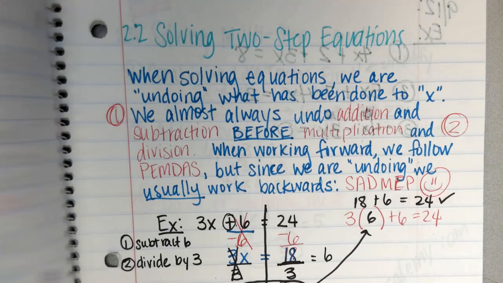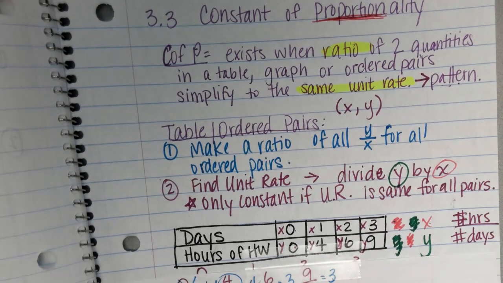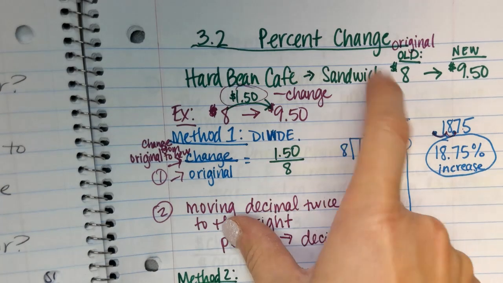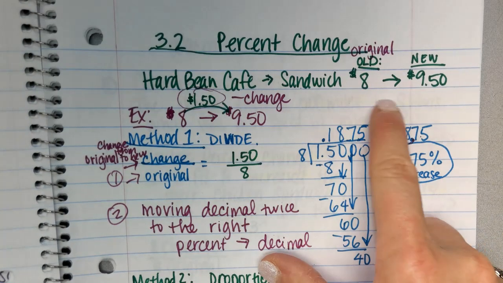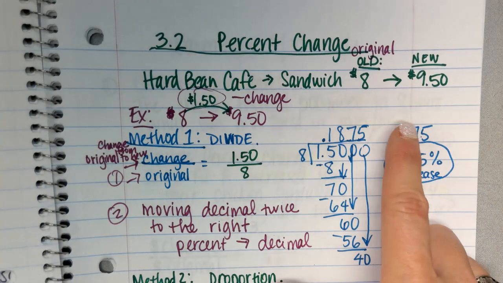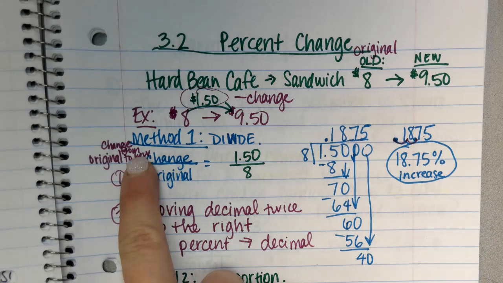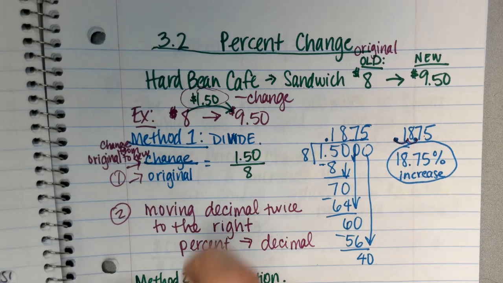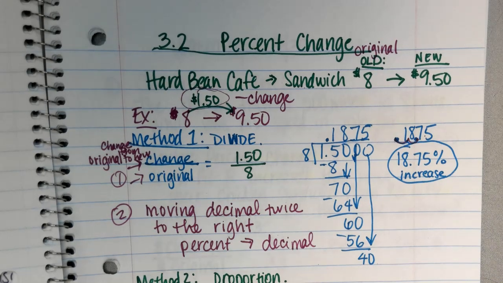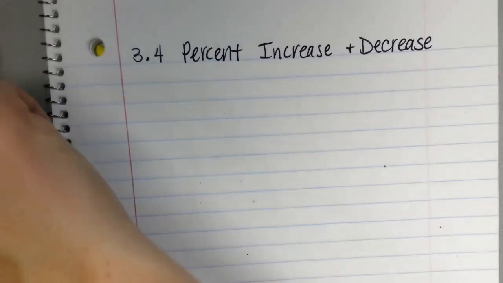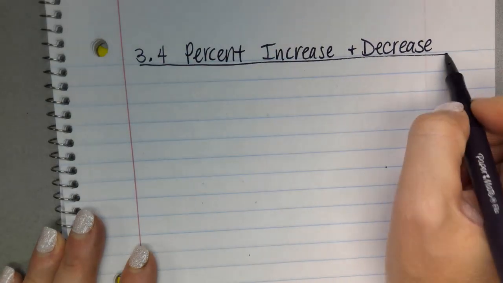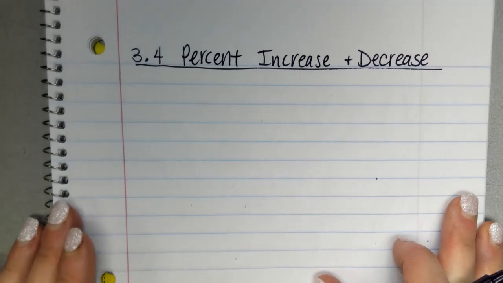Okay. So last week we talked about percent change, and we talked about how if there's an old value and a new value, you can figure out what the percent change was by using this formula: the change divided by the original, and then converting that decimal into a percent. Today is similar. Instead of percent change, it's going to be percent increase and decrease.